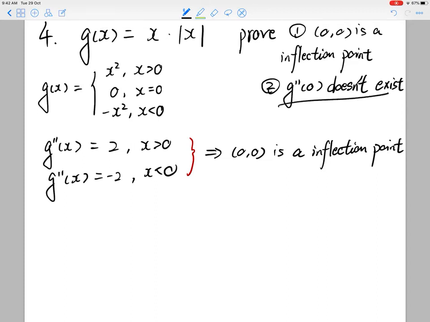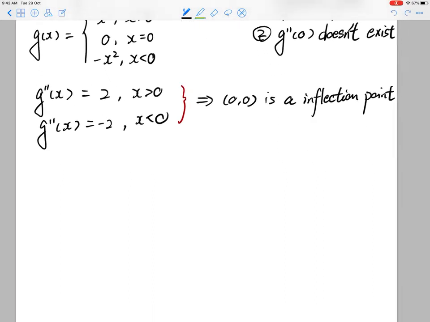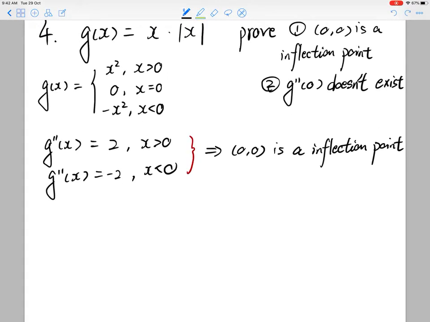Okay, second part, you are asked to prove that the second order derivative doesn't exist. So then what is the first order derivative? Again, the first order derivative is 2x when x is positive, and negative 2x when x is negative. Right? What about when x equals 0?